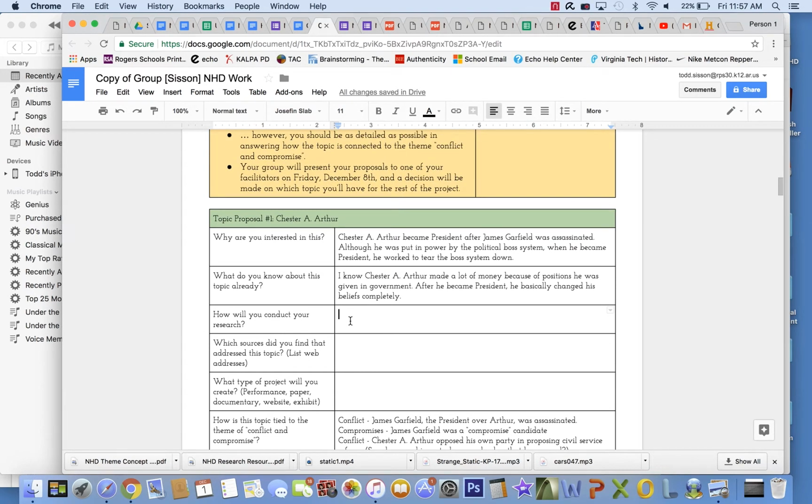Chester A. Arthur is a president. I'm going to be able to find a lot. Going to use Google, but that's not going to be enough. I mean, this is going to be maybe kind of basic for you guys. You may not have a lot of information there, but if you are wanting to do something that's a little bit more recent, you might be able to interview people.